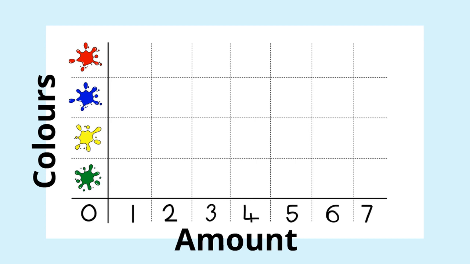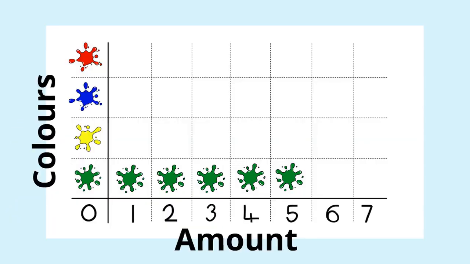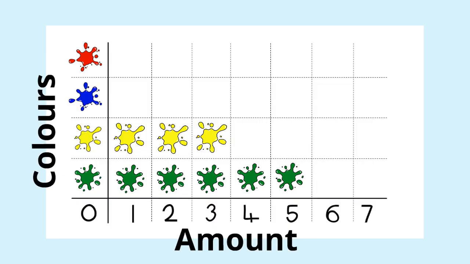Now we can fill in the pictogram with the raw data we have. Can you remember how many green splats there were? Well, let's go back and check. Count them up. So you should have 5 green splats. All we do is organize them onto the pictogram by drawing the 5 green splats. Let's try the same thing again with the yellow splats. Count up how many yellows there are. That's right, there's 3 of them. We go back to our pictogram and we put them in like this.